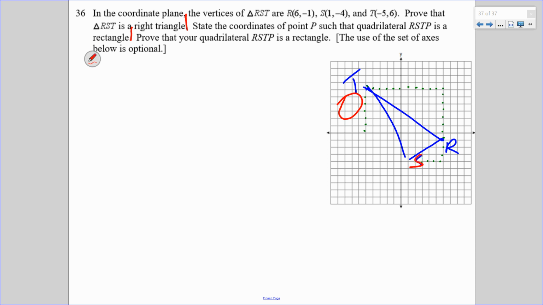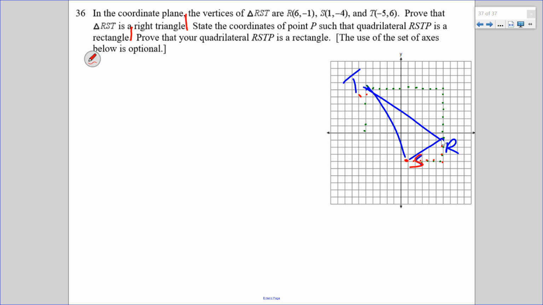This got a little messed up. It's down 3, left 1, 2, 3, 4, 5. So I'm going to do the same thing here. Down 1, 2, 3, left 1, 2, 3, 4, 5. That's not right. In order for it to be a rectangle, it's got to be up over this direction, up in the other direction.